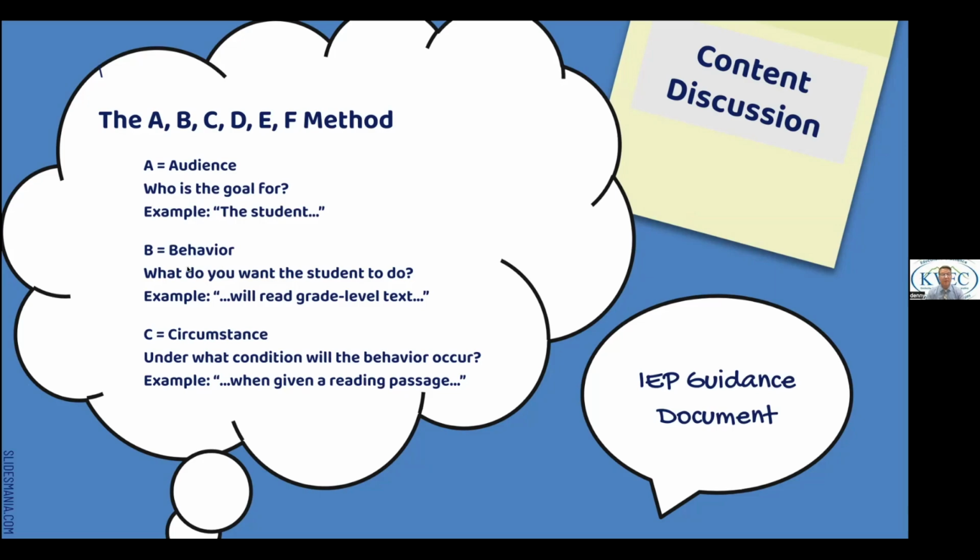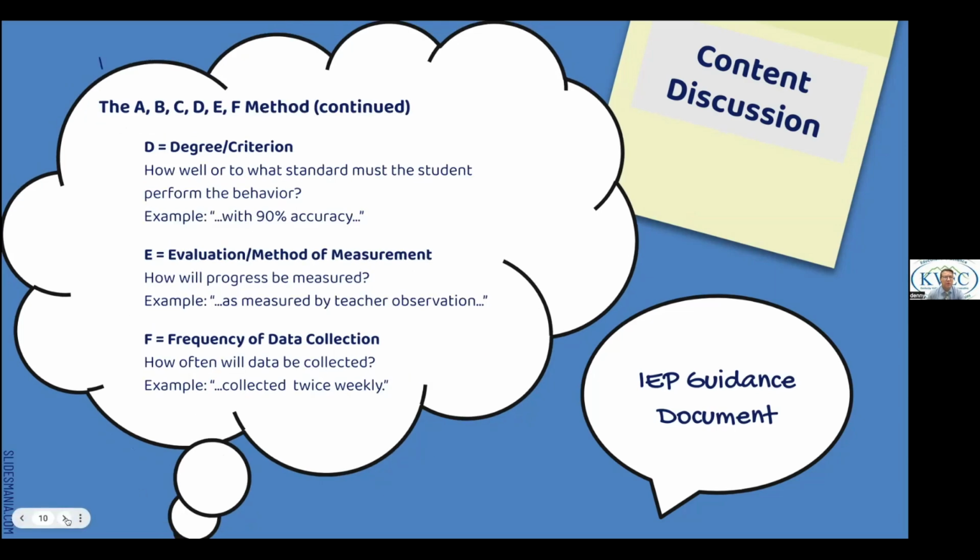Those are the circumstances. The definition of the circumstance is under what conditions will the behavior occur? How are we going to set that up? Is it going to be in a small group? Is it going to be in circle time? Is it going to be on the rug in front of us? Are we going to provide them with some tools that are going to scaffold them? Those are the types of questions that we're looking at with that. And as we move on through, we have the degree criterion.